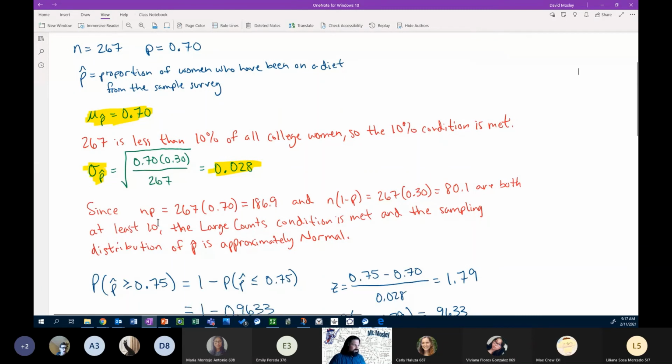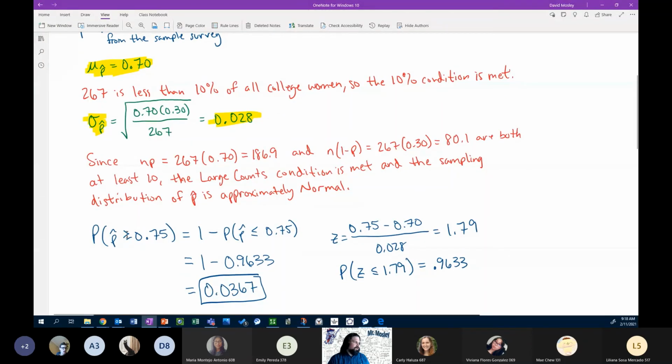Since n times p equals 267 times 0.7 equals 186.9, and n times 1 minus p equals 267 times 0.30 equals 80.1, are both at least 10, the large counts condition is met, and the sampling distribution of p hat is approximately normal. That means I can now treat this as a normal distribution and use table A and what we know about normal distributions to find our probability.